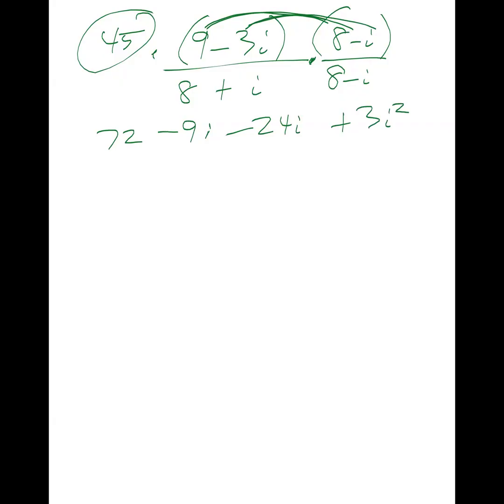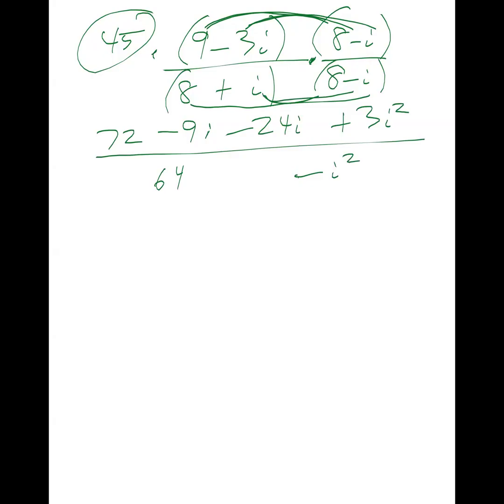So now on the bottom, though, I can do the shortcut. And who remembers the shortcut? What's the shortcut when you have one conjugate times the other matching conjugate? You just have to do the first and the last, right? So 8 times 8 is 64. i times negative i is negative i squared. So we're almost done with this, and we're almost ready even for fall break.